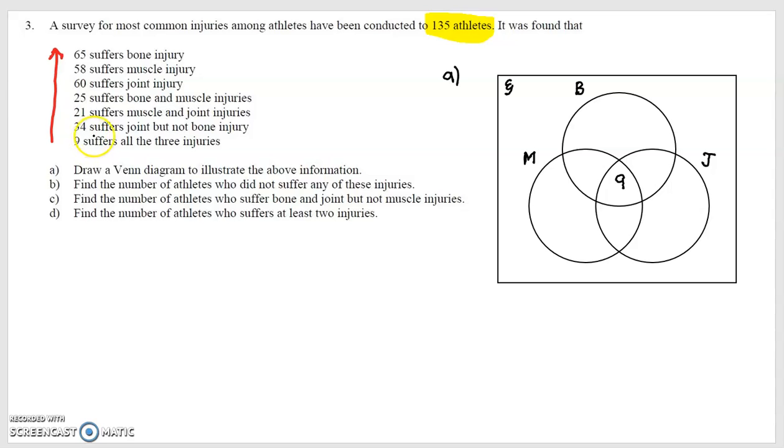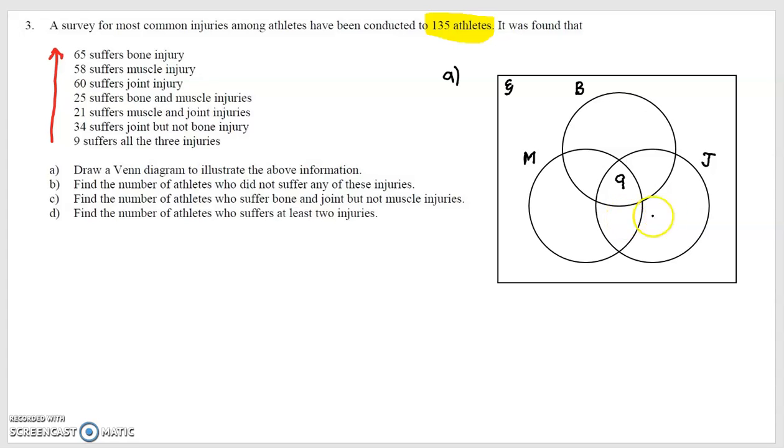Next, 34 suffer joint but not bone injury. Mereka mengalami kecederaan joint tapi bukan bone. So this is joint. Sini joint. Tapi bukan bone. Maksudnya kawasan sini kita kena tolak lah. Bone ni kita tak nak langsung. So bone is not included. So maksudnya kawasan sini saja.